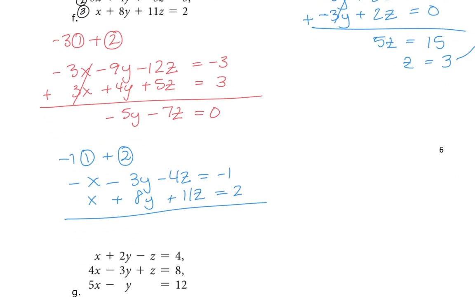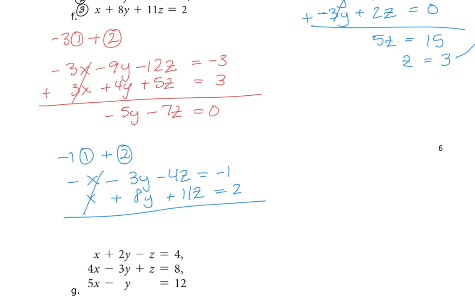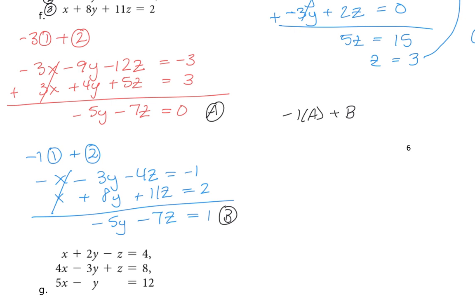I'm going to add these two together. My x's cancel, and I get negative 5y. This becomes minus 7z, and this becomes 1. So I'm going to call this A, and I'm going to call this B. So I'm going to take negative 1 multiplied by A plus B. So I'm going to have positive 5y plus 7z is equal to 0. And I'm going to have negative 5y minus 7z is equal to 1.